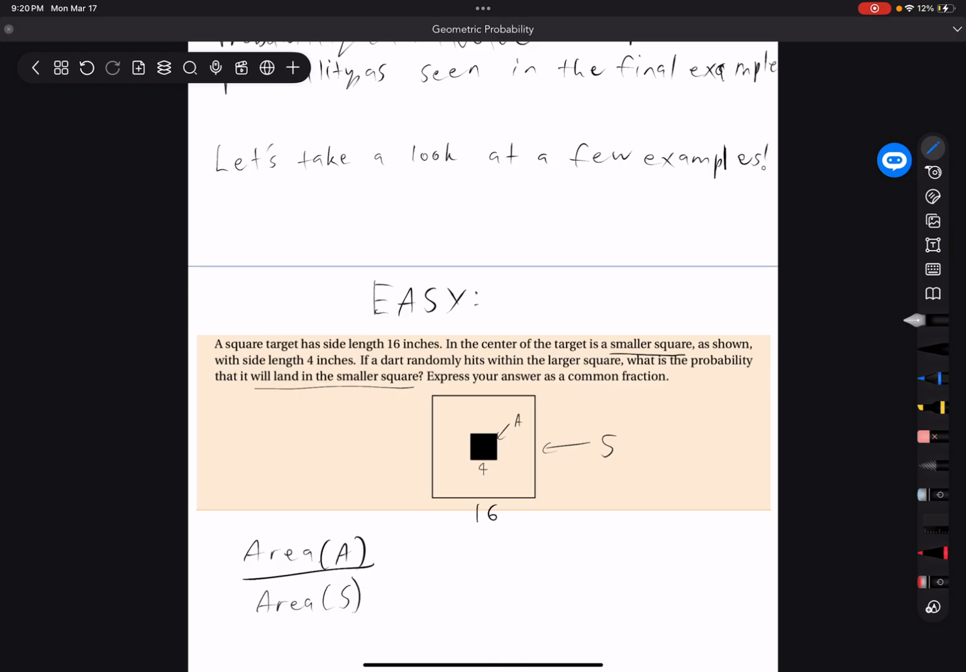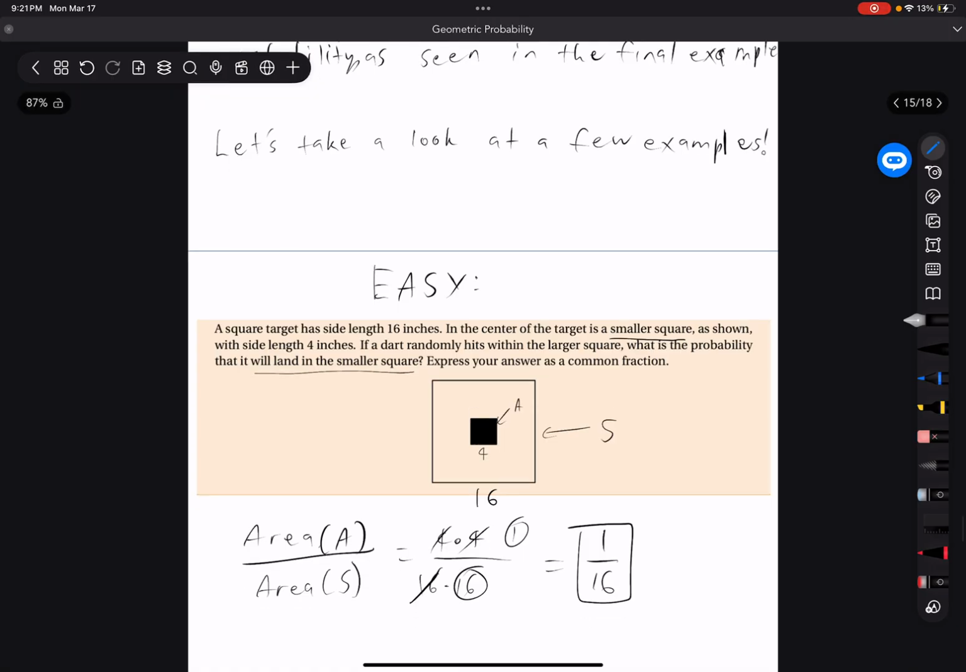What is the area of region A? The area of region A is simply just 4 times 4, which is 16. And then what is the area of region S? It's just 16 times 16. Now, instead of calculating this out, we can use a fast trick where we can simplify. We know that 4 times 4 is 16, so this can cancel with one of these. And now all you're left with is 1 in the denominator, 16 in the numerator, and so therefore our answer is 1 over 16. Not too difficult, but let's now go on to a little bit more of a difficult example.